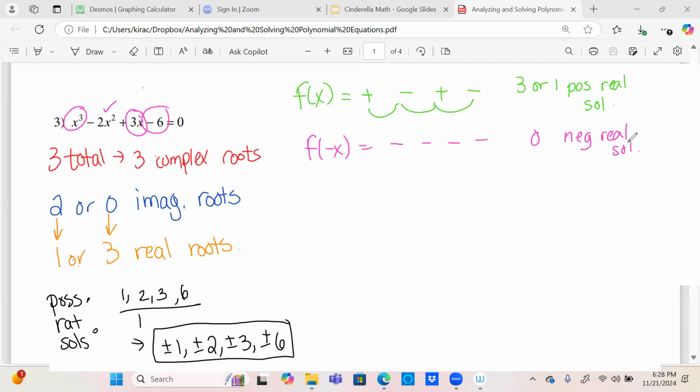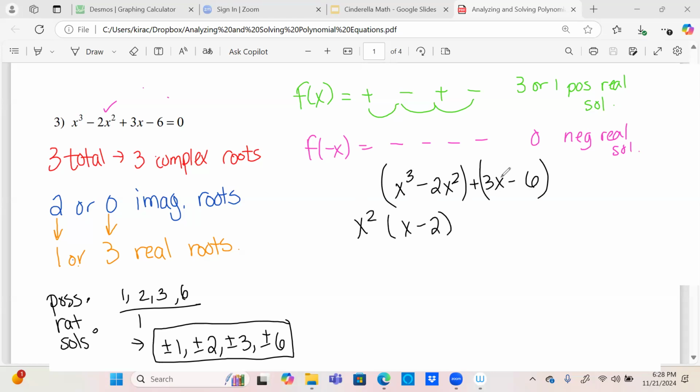Okay, now we can try to solve this. So looking at the original problem, I'm going to rewrite it in black. X cubed minus 2x squared plus 3x minus 6. I'm going to try to do grouping on it. If we do the grouping method, which only works with 4 things, put them in 2 sets. I see the GCF of the first one would be x squared, leaving x minus 2. And the GCF of the second one would be 3, leaving x minus 2.